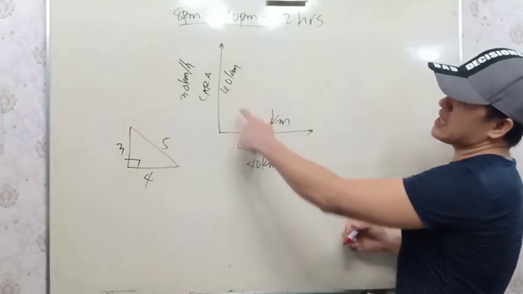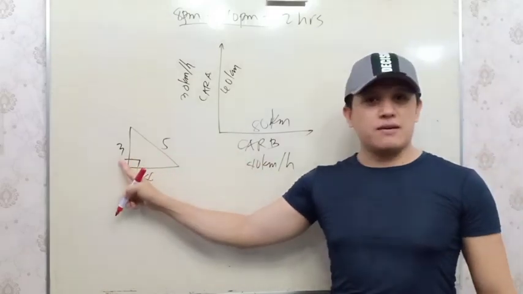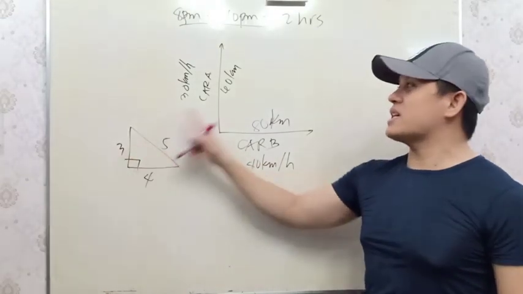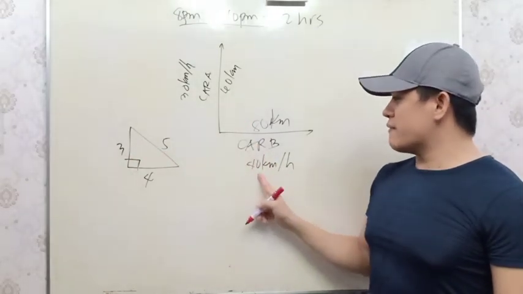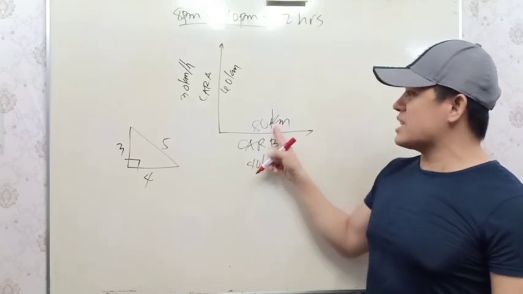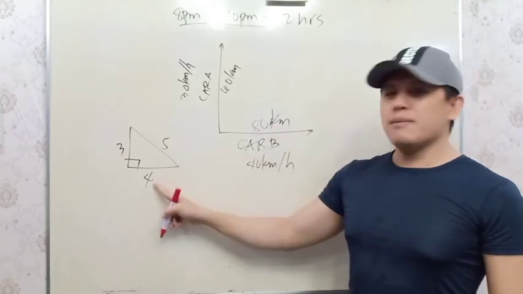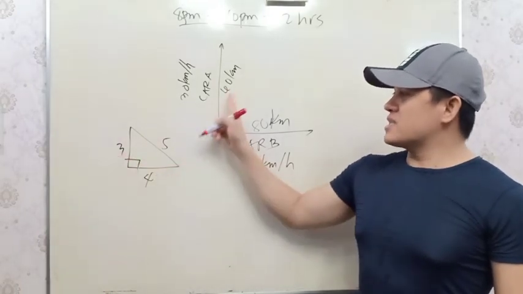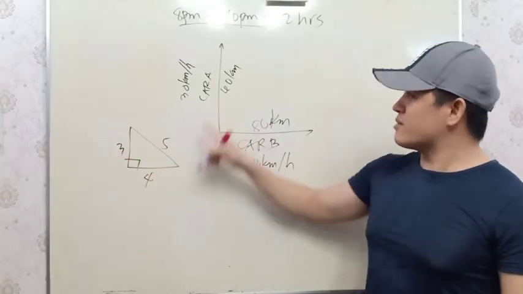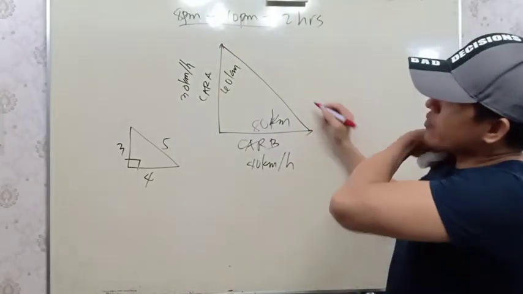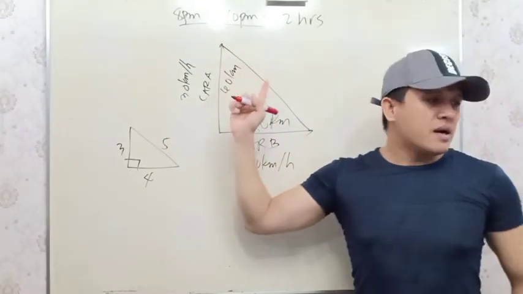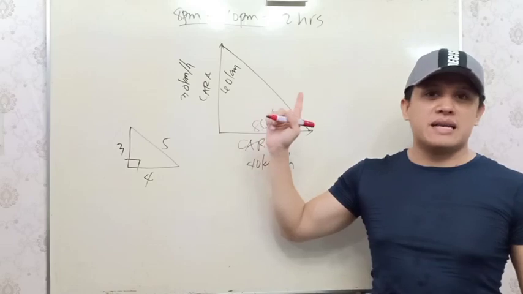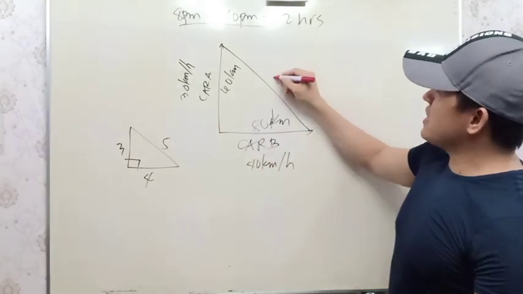Now, as you can see here, 60 is a multiple of 3, right? Because 3 times 20 is equal to 60. And 80 is also a multiple of 4, which is 4 times 20. 3 times 20 is 60, 4 times 20 is 80. So that means the question, because the question is asking how far apart are the two buses after 2 hours. Okay? So this is the question.